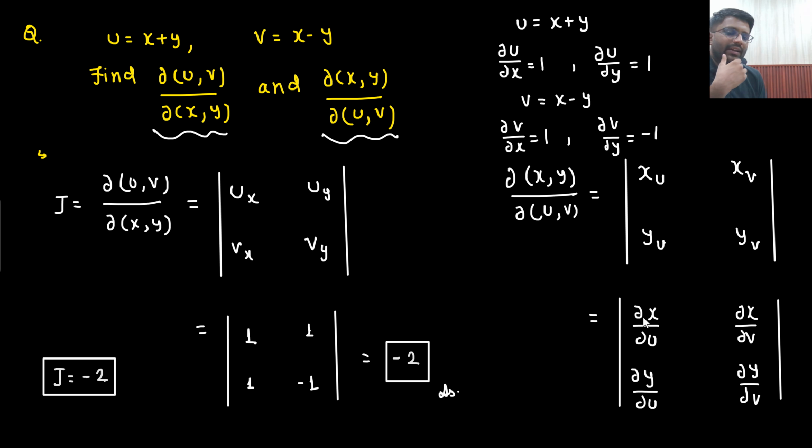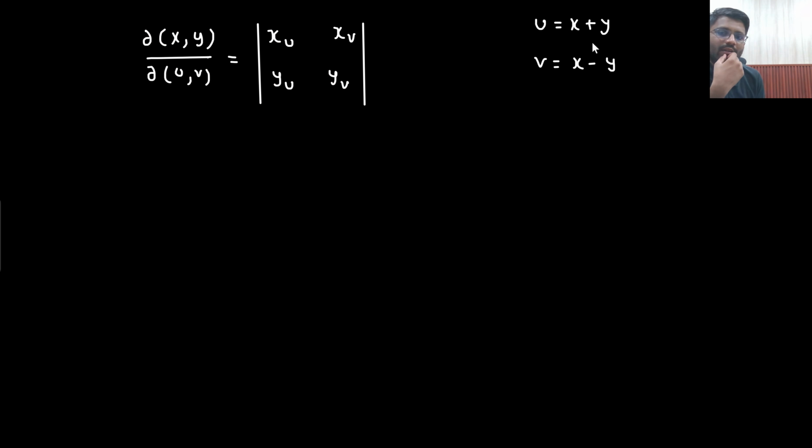Now what is given? U equals x plus y is given, and v equals x minus y is given. What are we supposed to find out? Del u by del x. Sorry, del x by del u. Del x by del u. Right? This is what we are supposed to find out. So what do we need to do? We need to write down x in terms of u, no?